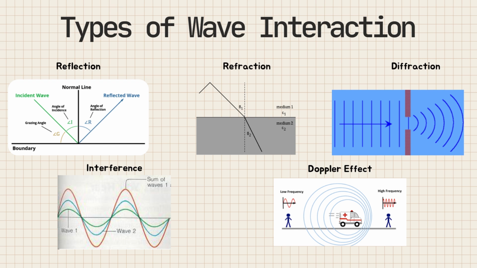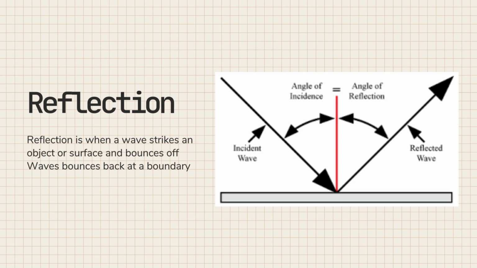So let's get started on reflection first. What is reflection? Reflection is when a wave strikes an object or surface and bounces off. Also, waves bounce back at a boundary. We can see here on the diagram how reflection works. I'm going to explain it.